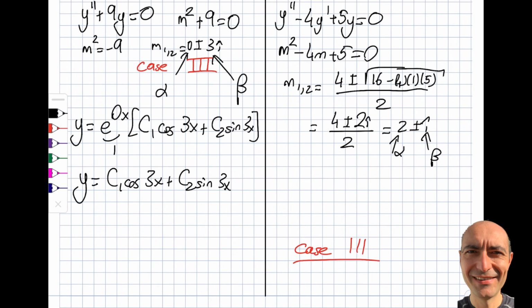Okay. Let's go ahead and write the final answer. It will be e to the power of 2x, because it is alpha, times c1 cosine x plus c2 sine of x. Well, I don't know what else to solve. I can keep going, but I think I made my point fairly clearly.